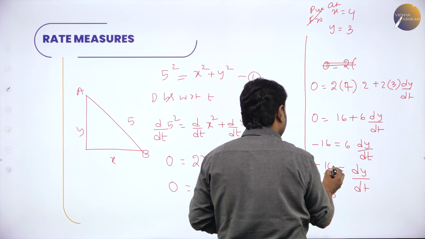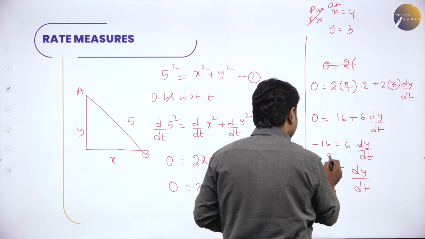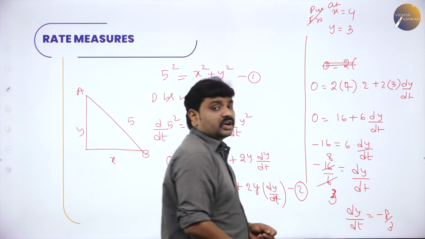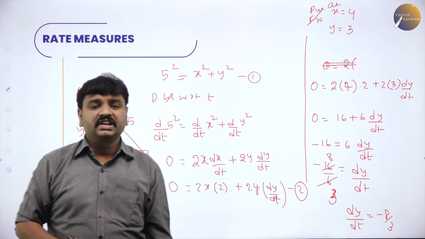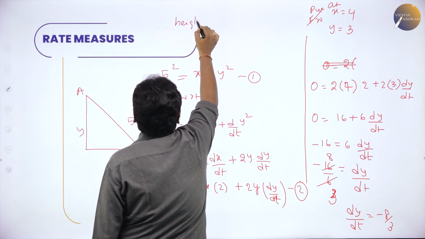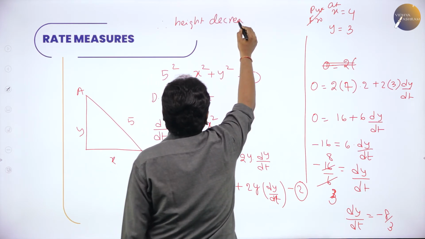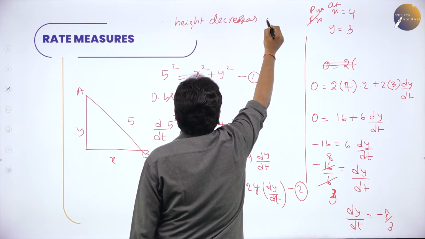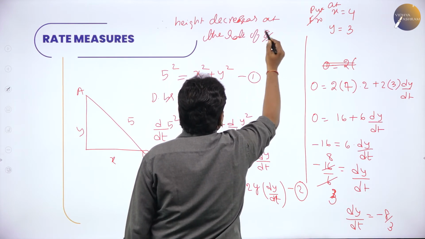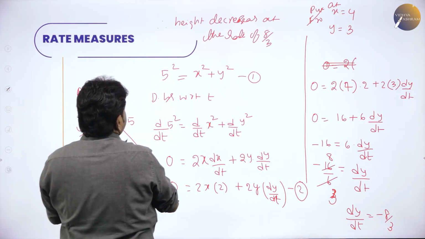So 2 3s are 6 and 2 8s are 16. So dy by dt we get negative. What is dy by dt? Minus 8 by 3. Minus means what? In rate measures, in my first class I told you minus represents decrease. Therefore, what is the conclusion? Finally, I'll write the conclusion. Therefore, height decreases at the rate of 8 by 3. See, if one is decreasing in centimeter per second, the other also decreases in centimeter per second.